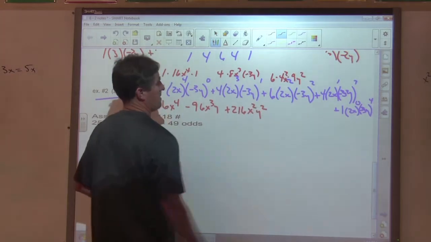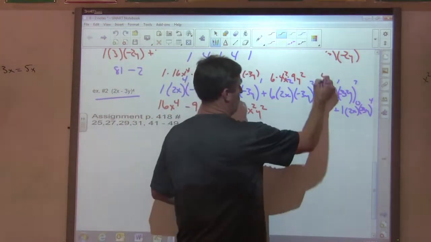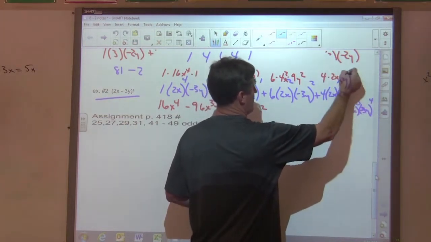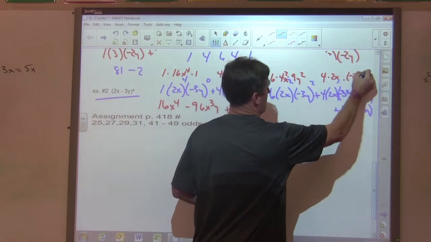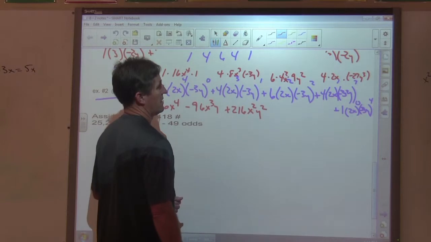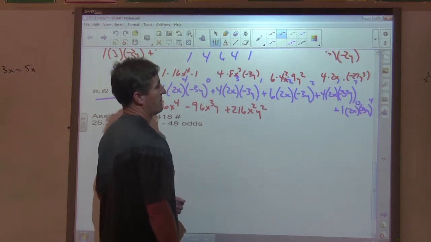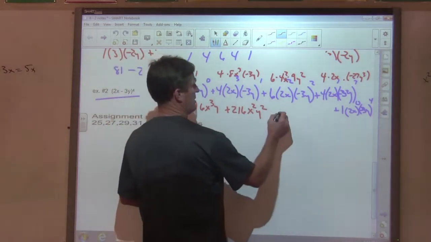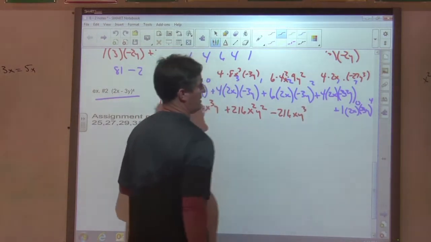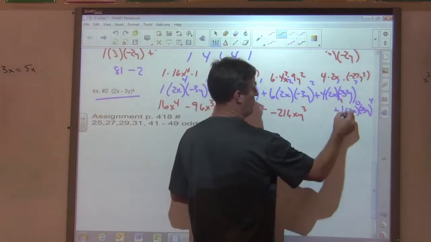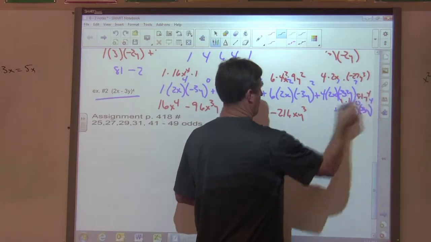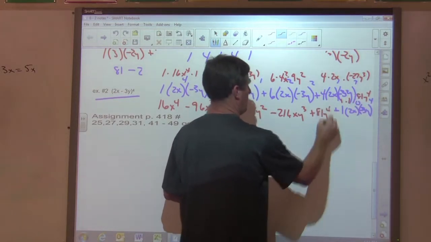x squared y squared. And then we have 4, 2x to the first is 2x. Negative 3 to the third would be negative 27y cubed. And so we have 8, 216. And we have one negative, so negative 216xy to the third. And lastly, we have 1 times 1. Negative 3 to the fourth is 81y to the fourth. So plus 81y to the fourth.